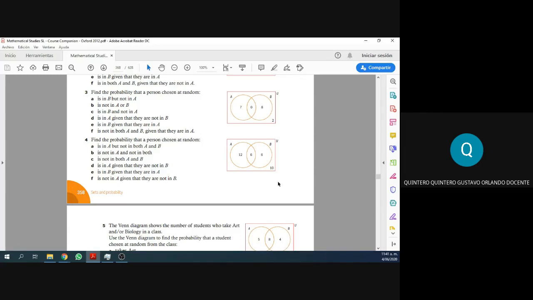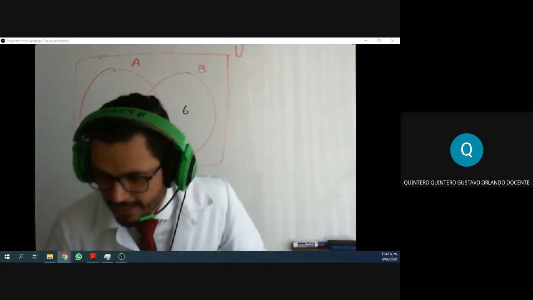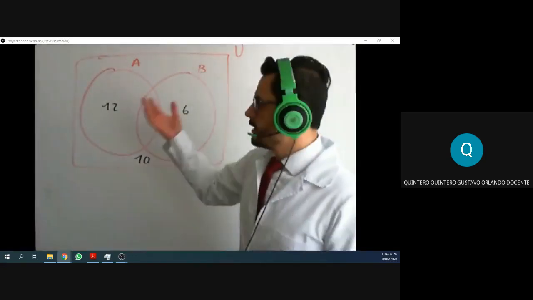All right, we have one circle. This is A, another circle, which is B, and the universe. Beautiful. And the values are 12, 6, 6, and 10. Let me change into this configuration now. There we go. Hopefully you guys can see the board now. All right. So this will be the Venn diagram, right?